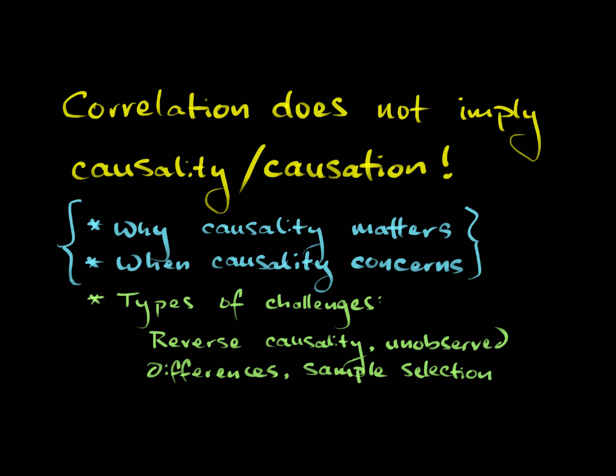The second is unobserved differences between people with different values of X. And the third is something about sample selection. How your sample was generated, and the fact that the observed correlation in the sample is perhaps created by the sample selection technique.